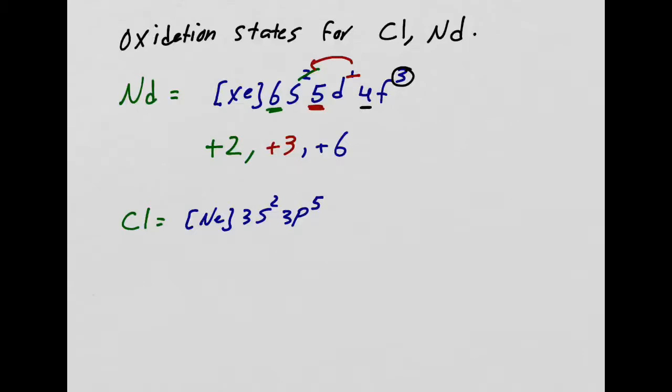My highest N is 3. They both are in the same energy level. If you have the same N value, then you go with the highest L. P is higher than S. So the first one I'm going to lose those 5. Now, I'm still on the third level. I haven't reached +7 yet, so I can keep going.